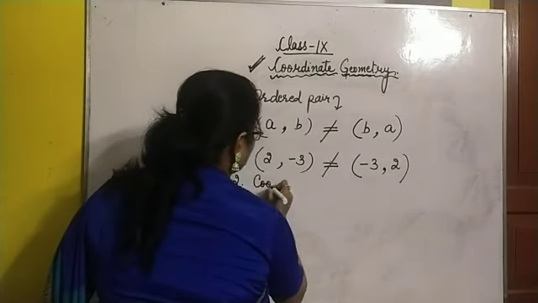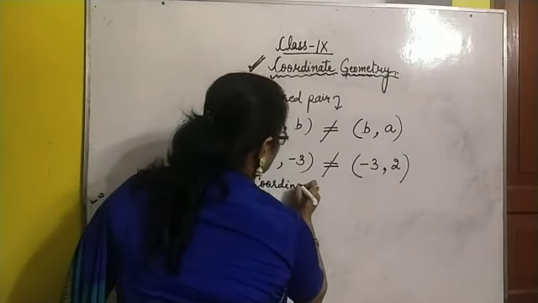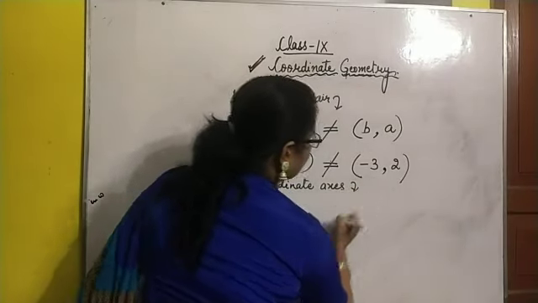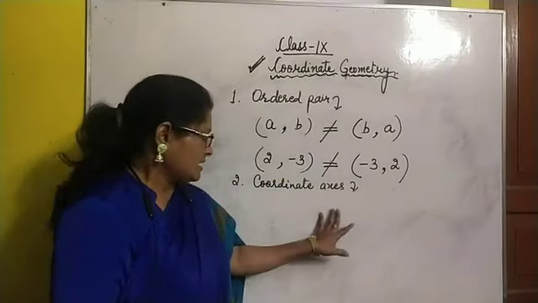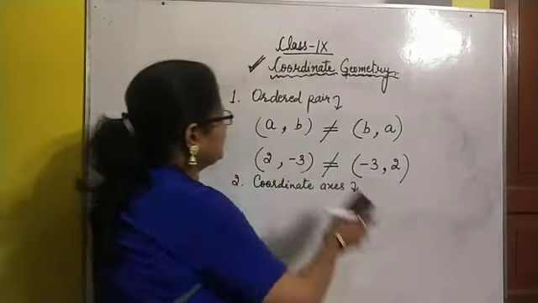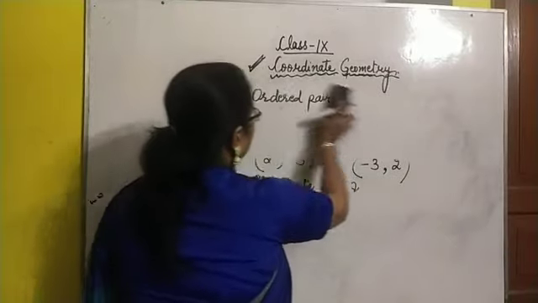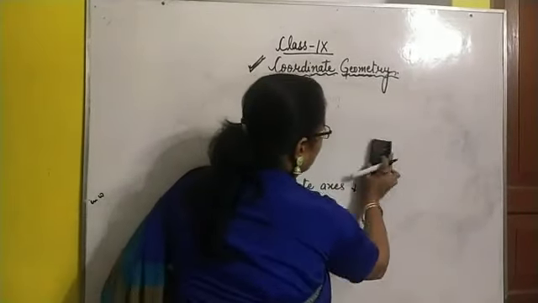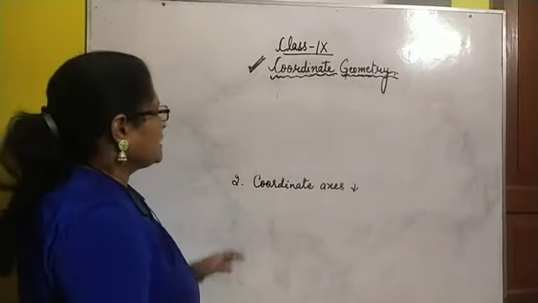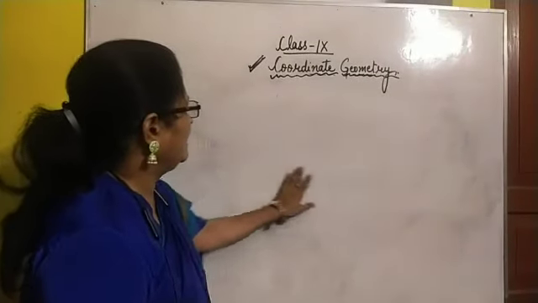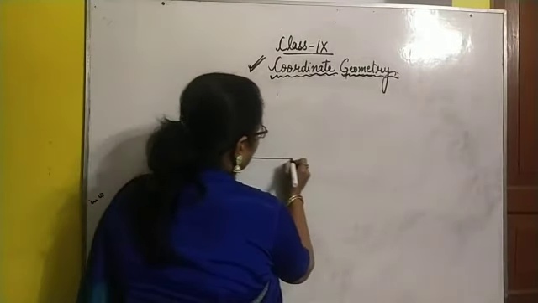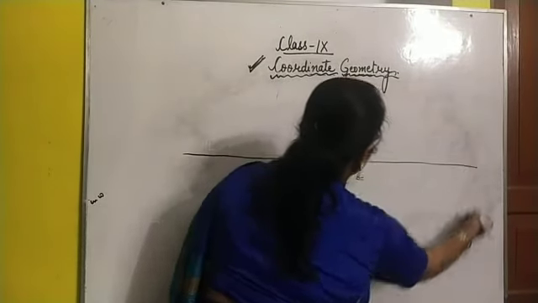Now the second thing I have to tell you about is the coordinate axes. What are coordinate axes? You all are aware, you have studied the number line in 8th class and 7th class, and I think in 6th class also. If you know the number line, it will be very easy to understand the concept of the axes also.